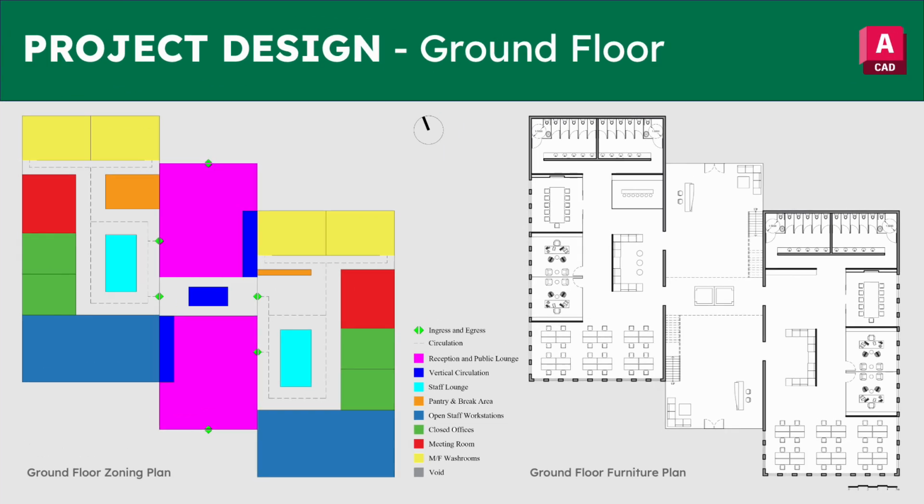This is the ground floor zoning plan on the left and furniture plan on the right. The main entrances are through the atrium into a reception and public lounge, followed by vertical circulation. Branching to the left and right sides are typical planning layouts starting with a staff lounge, a pantry, open staff workstations, closed private offices, a meeting room, and finally the washrooms.